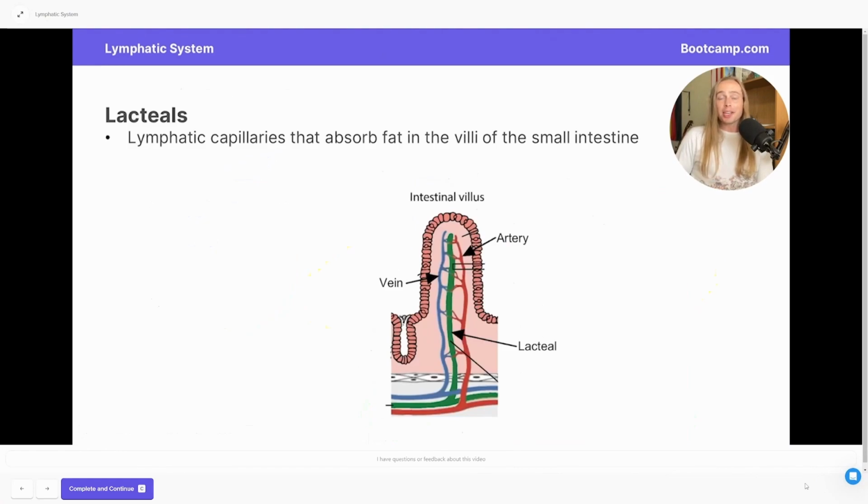Other than just picking up interstitial fluid, our lymphatic capillaries have a very specialized role in our small intestine. Our small intestine contains small finger-like projections known as villi.